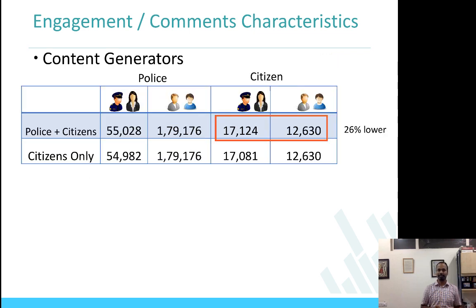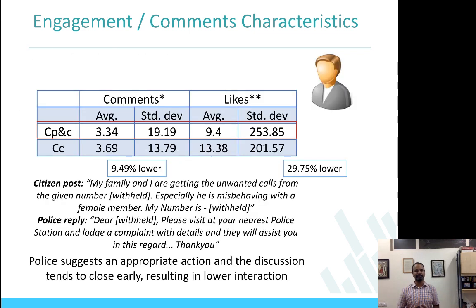So the total gives you a picture, whereas when you look at an average, the picture is slightly different. CPC is actually 9.49% lower than the CC, which is the comments by police and citizens versus comments by only citizens. In the same way, in the likes also, the CC, which is comments by citizens only if the post comes from police, is actually higher compared to the comments by police and citizens. This is per post average number of likes and average number of comments.